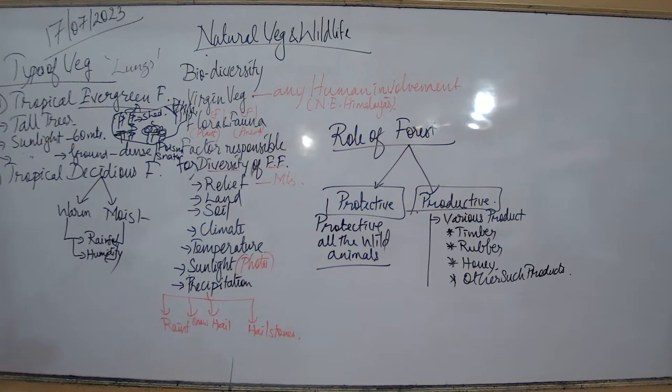Next is characteristics. Upper parts of Assam and Tamil Nadu coast. Characteristics: they thrive in areas having more than 200 centimeters of rainfall. 200 centimeter. Main, important. Found in the regions with 200 and more.